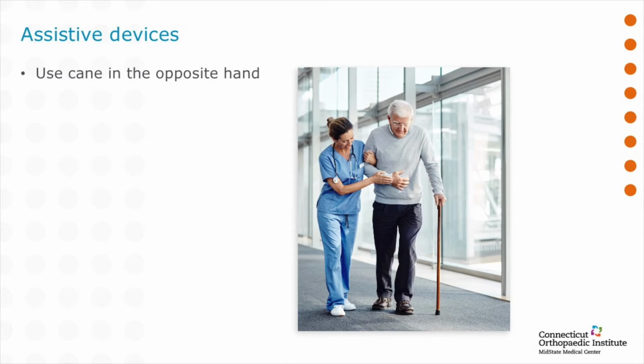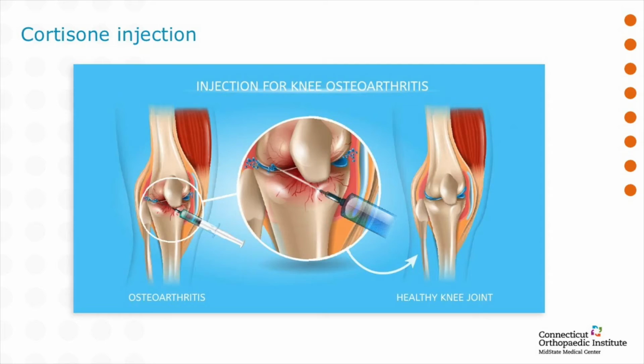Another option is to use a cane or walker. If you were going to use a cane, you should use it in the opposite hand of the side of your body that's affected, because this improves your gait and walking the most. When all of those other treatment options have failed, another option can be a cortisone shot.